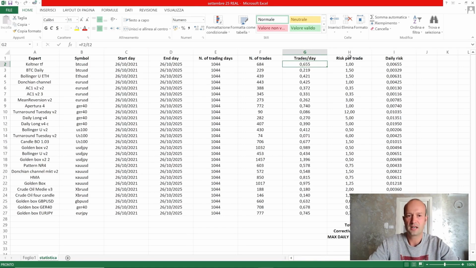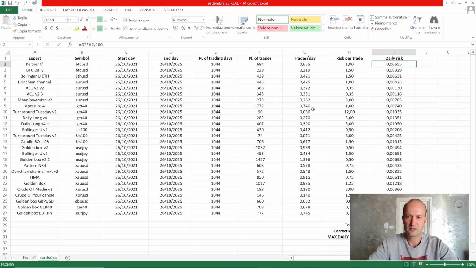The last column we have, before calculating the risk for each expert, is the one with the risk per trade. So in this case, we have 1%. These values are important because they allow us to calculate an average daily risk for this expert. How? Let's take a look. We took the average number of trades per day and multiplied it by the percentage I risk losing if the trade hits the stop loss. So in this case, we have this number, 0.00655.